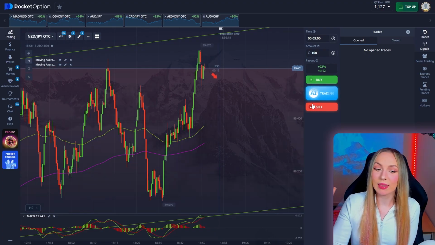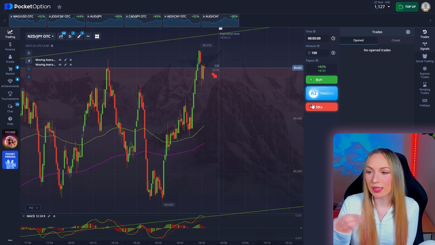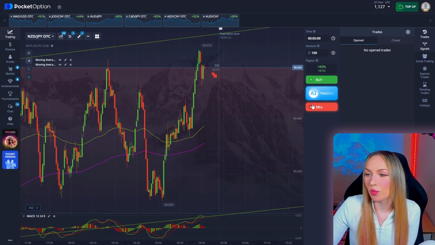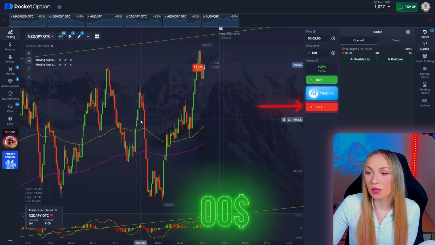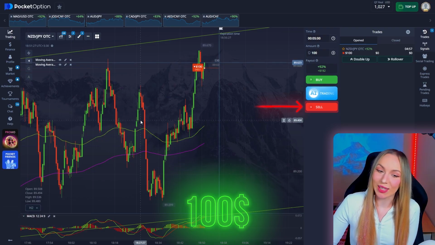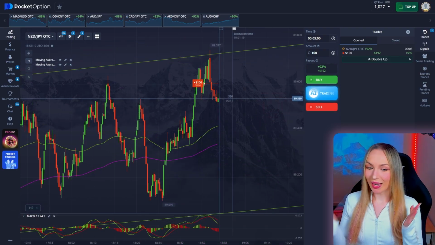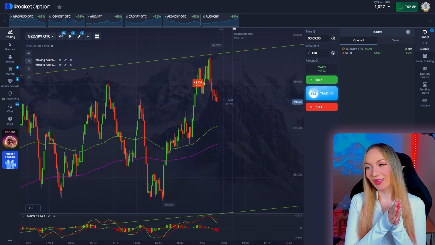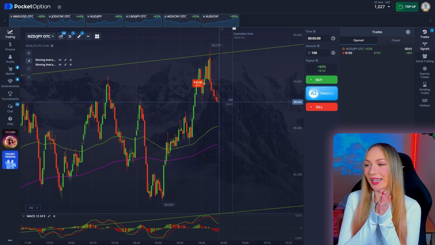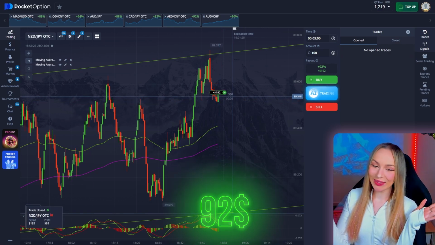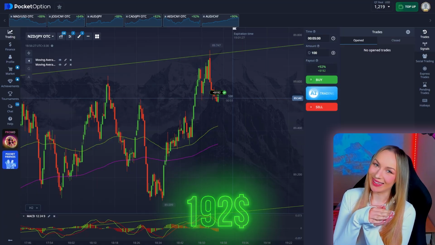Again, my analysis and the signal from MACD coincided, so I wanted to open the trade, $100, 5 minutes in the downward direction. Let's go. And here we go, another profitable trade, another $92 in my wallet.